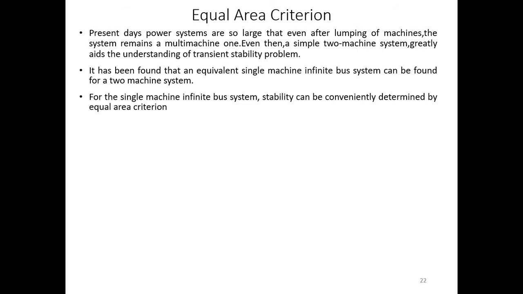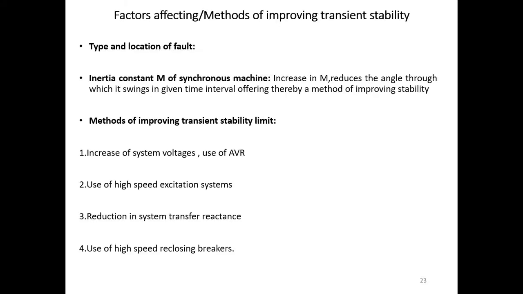And in conclusion, we had discussed that the equal area criteria method is to determine the transient stability. Now we have to start with the point factors affecting or methods of improving the stability. Now before that, first of all, we'll discuss which factors affect the transient stability.